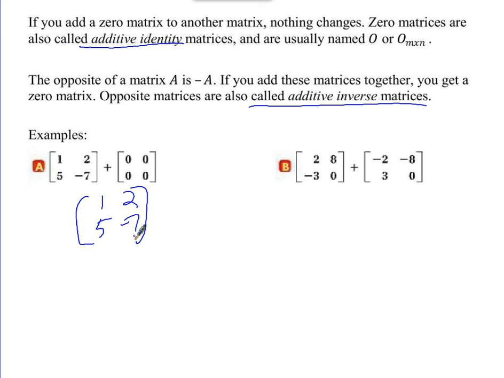What's going on in B? Yep, we have inverse matrices here, or additive inverse matrices. These two are completely the opposite of each other. We're going to get all zeros. So it's still a 2 by 2. We have 2 plus negative 2, which is 0. 8 plus negative 8, which is 0. Negative 3 plus 3, which is 0, and 0 plus 0, which of course is 0. So you wind up with an answer that is a 0 matrix.